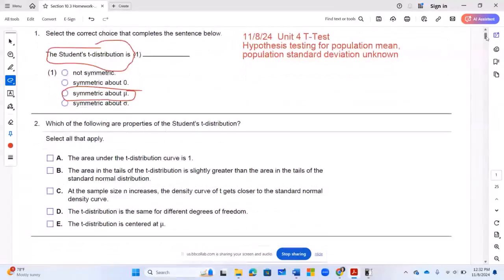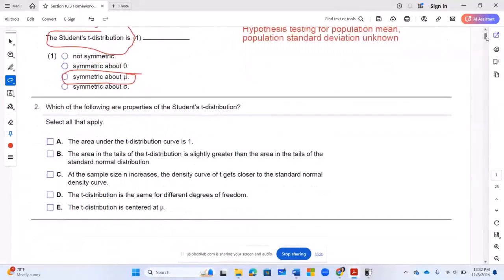All right, so number two says, which one of the following properties of the student's t distribution? Select one, or select all that apply. So A, the area under the t distribution is 1, yes. The area under the t distribution is 1, just like the normal curve. B, the area in the tails of the t distribution is slightly greater, correct, slightly greater than the area in the tails of the standard normal.